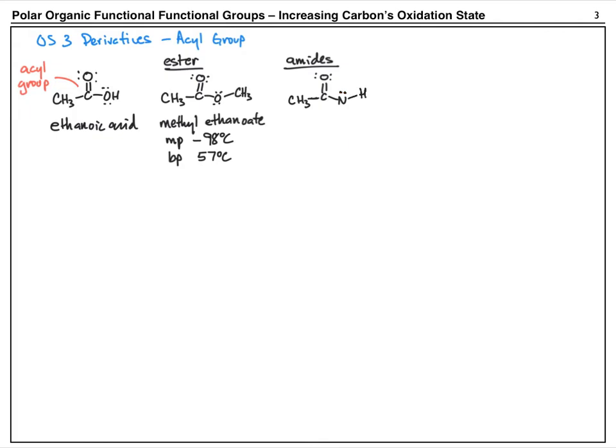Nitrogen has a lone pair. This is called a primary amide. It's primary because the nitrogen is only bound to 1 carbon. Another way of thinking of it is the nitrogen has 2 hydrogens.